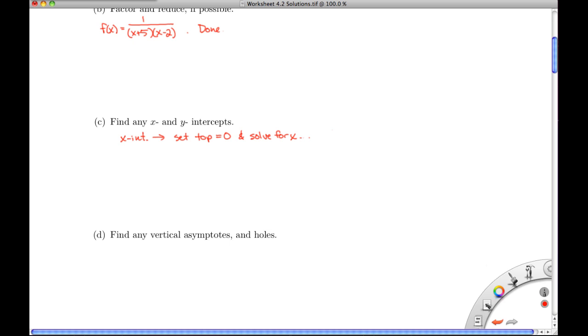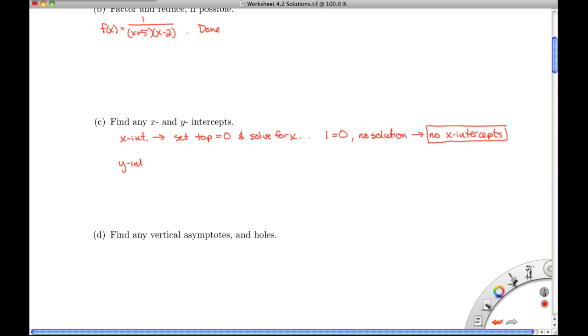Now, if we do this in this particular case, what we end up getting is 1, and we set that equal to 0. Well, there is no x, and clearly this cannot be true. 1's not equal to 0, so we have no solution to this equation, which really all this tells us is that there are no x-intercepts in this case. So our curve never actually hits the x-axis. So that's good to keep in mind as we get closer to our sketching step.